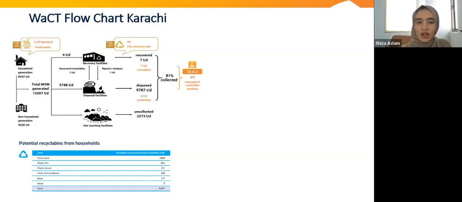Just from the composition, it suggests the potential recycling from households itself. You can see a picture here at the very bottom. It says that metal could be 3 tons per day, glass could be 122, paper and cardboard 398. So if you just see the quantum or the stats of it, it represents a very good case for a material recovery facility, perhaps at a neighborhood level or even a city level for Pakistan.